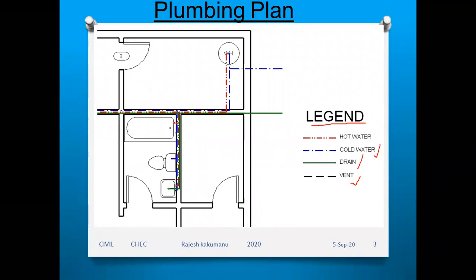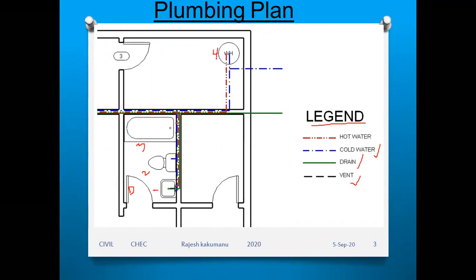Now, this is your house, for example, showing only the bathrooms in the bedrooms, right? This is one bathroom, this is another bathroom, and this is another bathroom. These are the doors. Whenever you open the door, the first one is a sink, the second one is a toilet, and the third one is a bathtub.